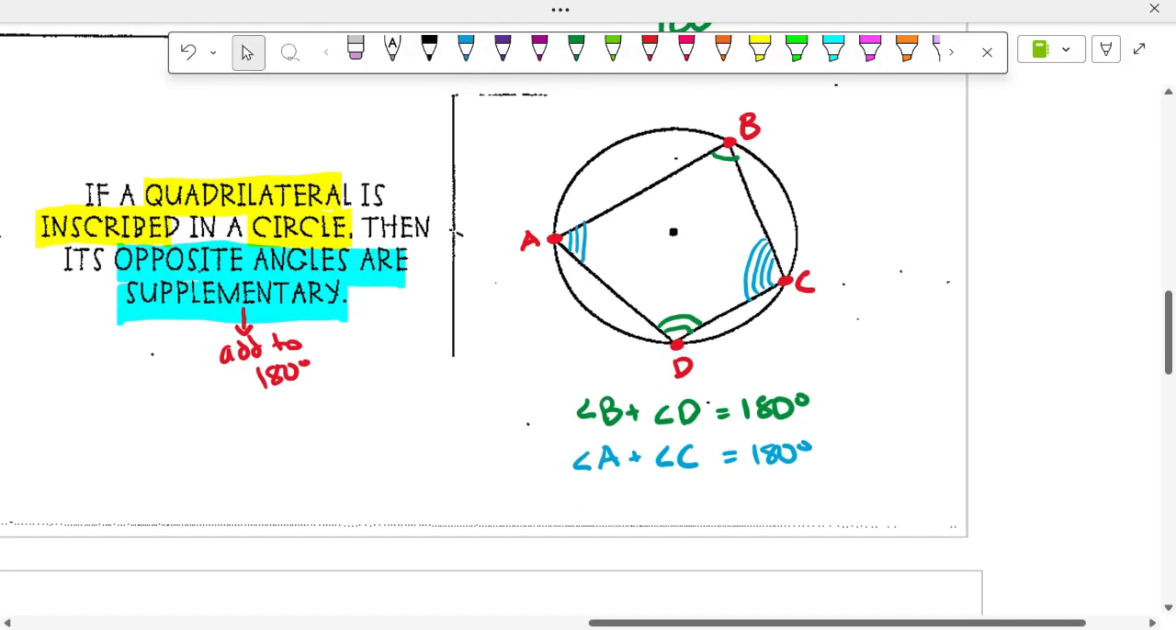Now, notice how I marked them all as different measures. That's because we're not guaranteed to know if they are the same measure or not. So I'm not going to assume.